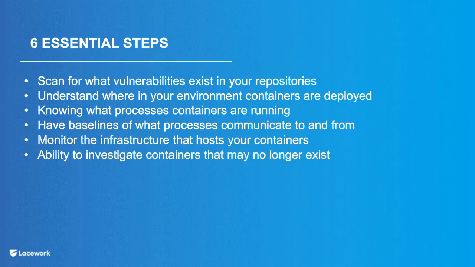So we're going to focus on 6 essential steps from how Lacework sees and what we do around it. The first is going to be scan for what vulnerabilities exist within your repository. Second is understand where in your environment your containers are actually deployed. Next is going to be knowing what processes containers are running. The fourth is have a baseline of what process communications communicate to and from.